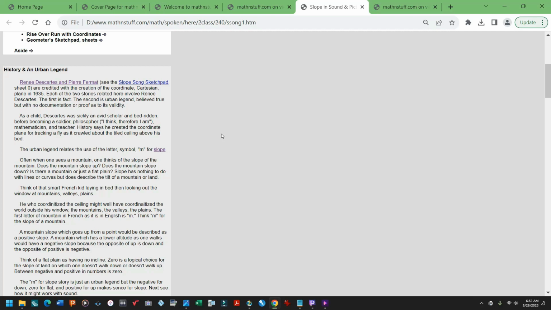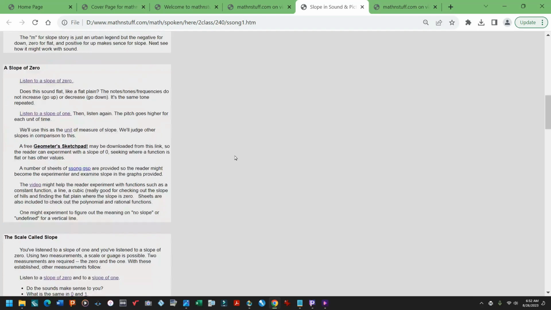Urban legend has it that Descartes looked out the window at the mountains. The word for mountain begins with M in French as it does in English. So, urban legend says the symbol for slope is M. This webpage is designed to introduce slope from the mountain point of view and from sound.